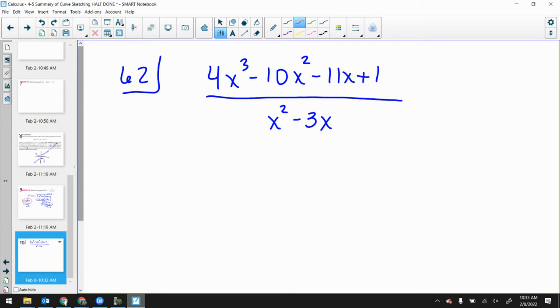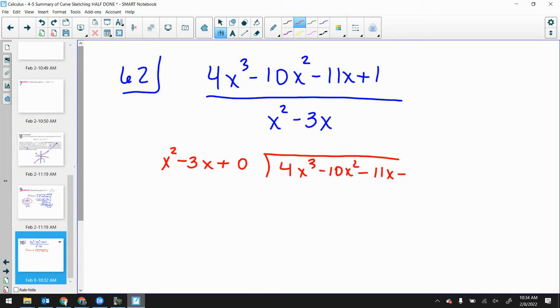Okay, so we take x squared minus 3x, and again, I like to put in a plus 0 here, divided by, and all terms need to be represented, 4x to the 3rd minus 10x squared minus 11x plus 1. Good. All terms are represented.